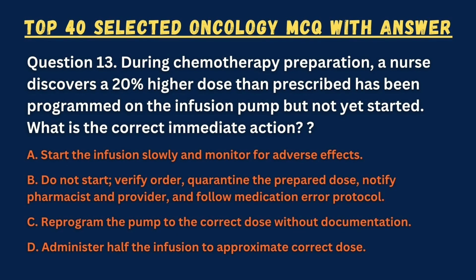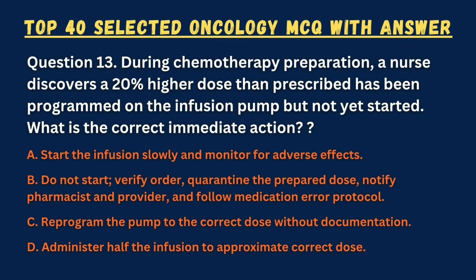Question 13. During chemotherapy preparation, a nurse discovers a 20% higher dose than prescribed has been programmed on the infusion pump, but not yet started. What is the correct immediate action? A. Start the infusion slowly and monitor for adverse effects. B. Do not start. Verify order. Quarantine the prepared dose. Notify pharmacist and provider. And follow medication error protocol.